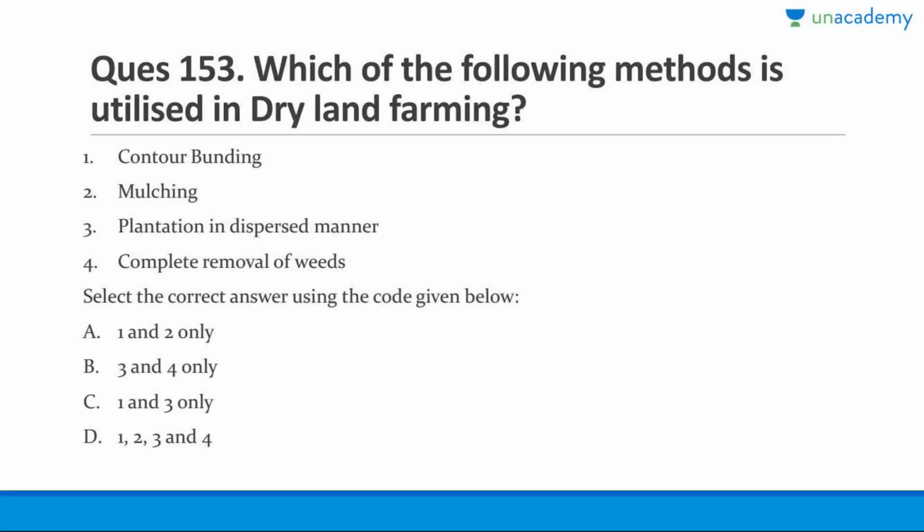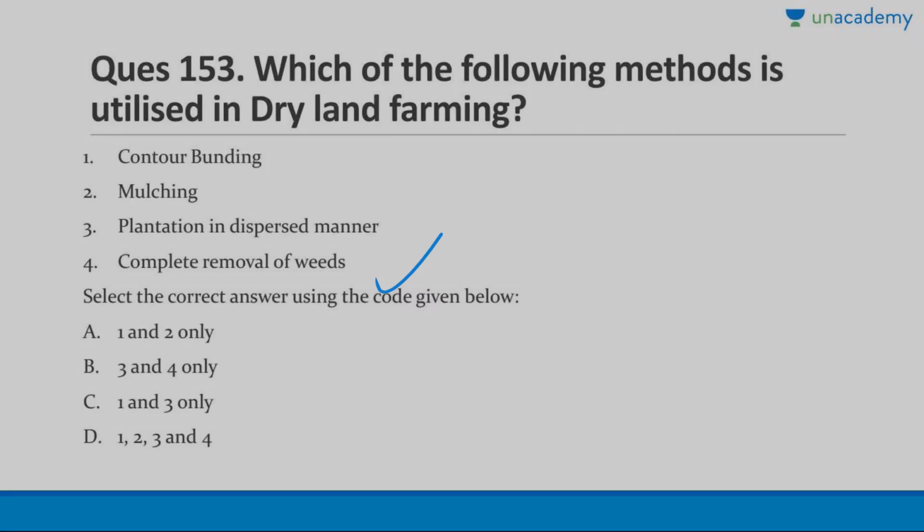Question 153. Which of the following methods is utilized in dry land farming? Contour bunding, yes. Mulching, yes. Plantation in dispersed manner, yes. Complete removal of weeds also. Answer is D, 1, 2, 3, 4.